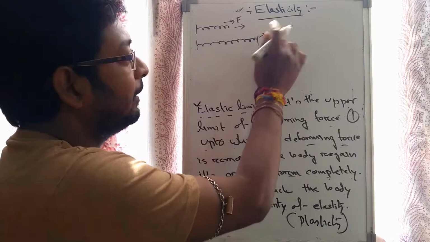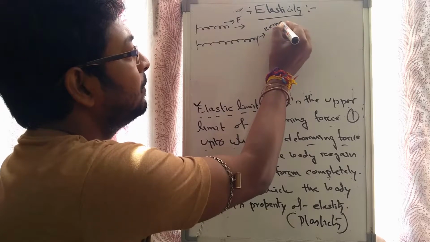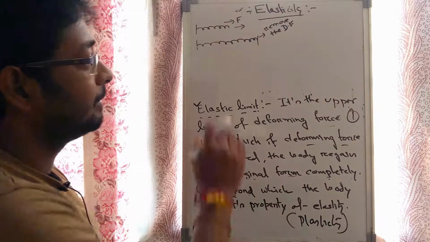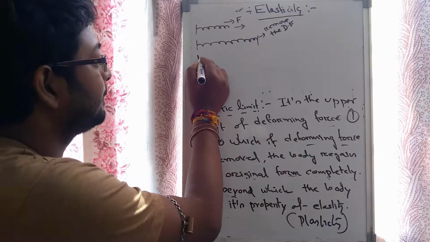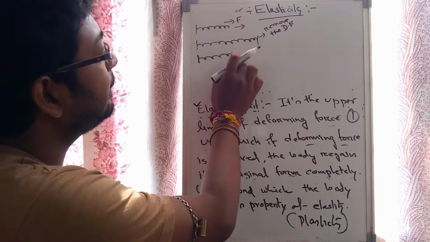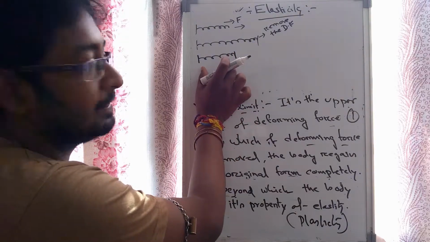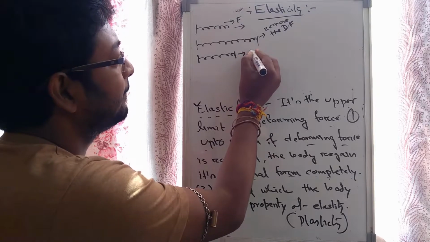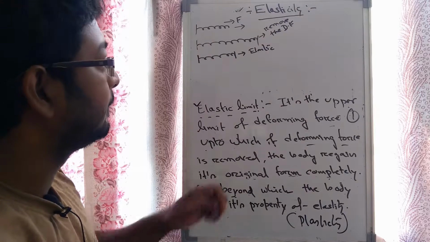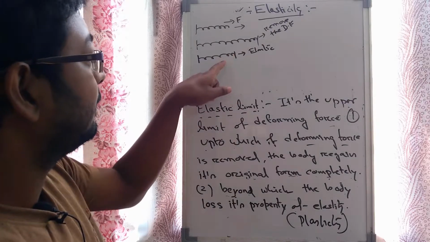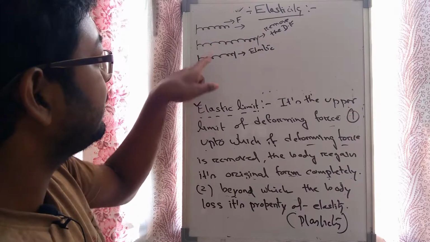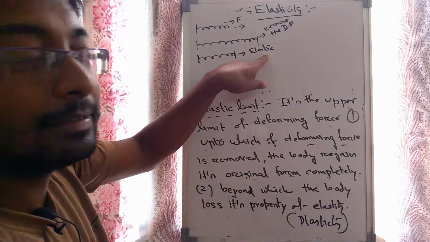Now I remove this force, the deforming force. After removal of the deforming force, if the spring again regains its original size, then we can say this is elastic. So this is a limit. After removal of this deforming force, if the spring again regains its original size, then we can say this is elastic.